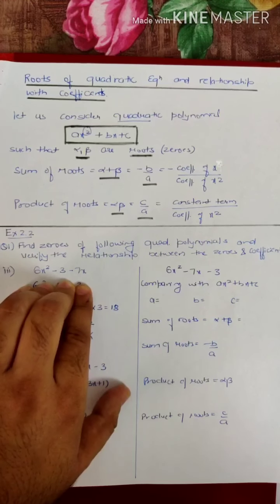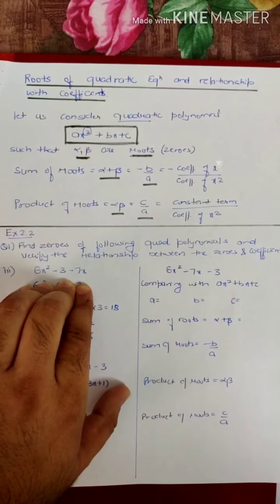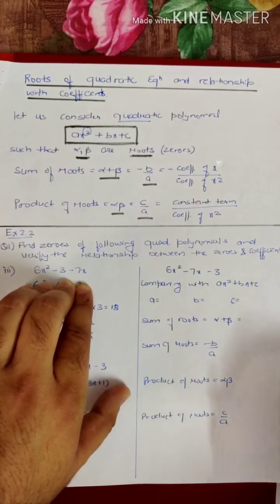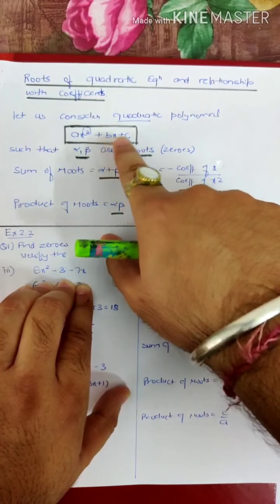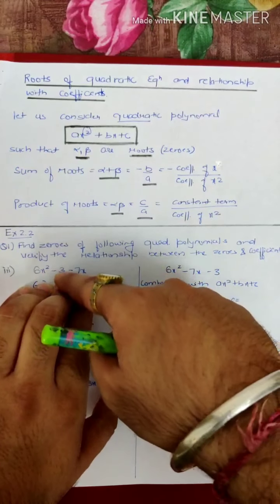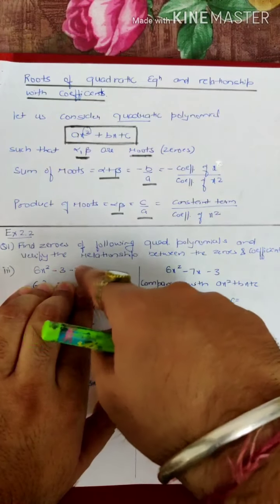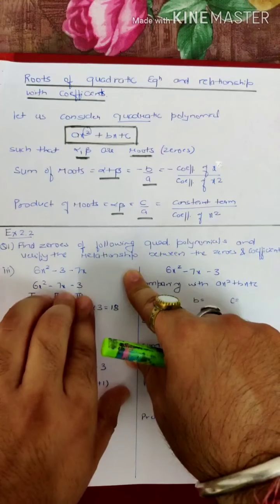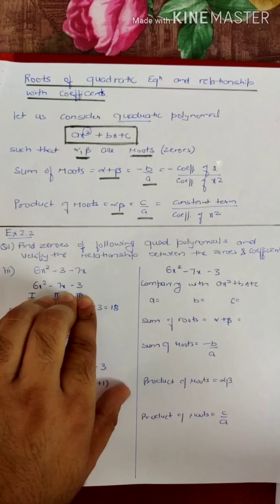Now as we can see, this equation is not in the standard form, because in the standard form we need to have first the quadratic term, then the linear term, and then the constant term. We have the quadratic term first, then the constant term, then the linear term. These have been interchanged. So first of all, we'll write the above polynomial in the standard form. Now we need to find the roots of this quadratic polynomial by splitting the middle term.